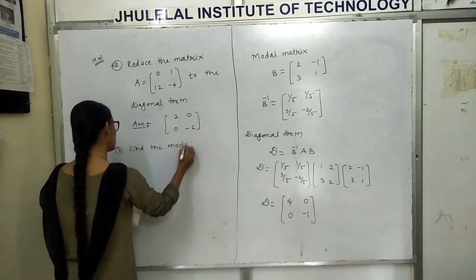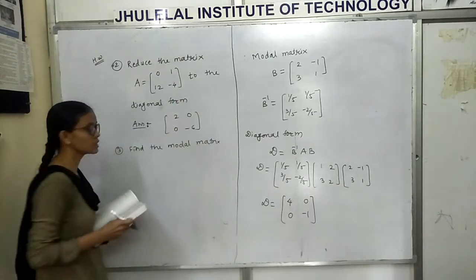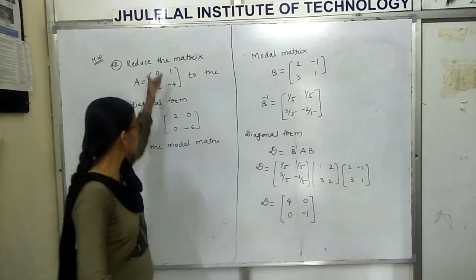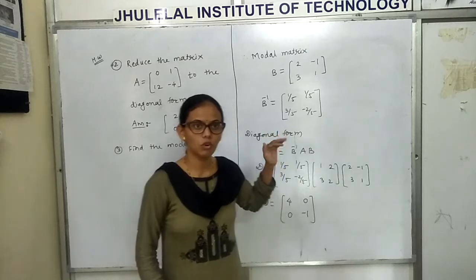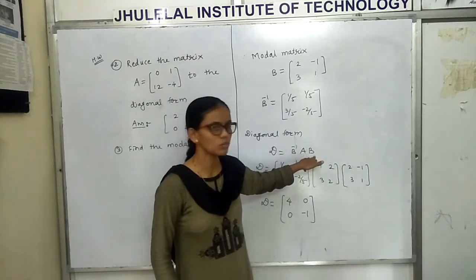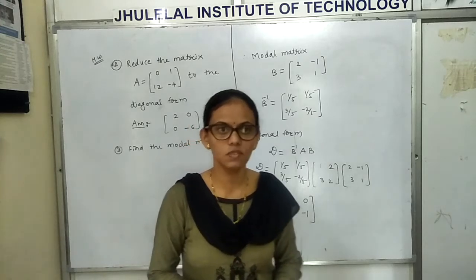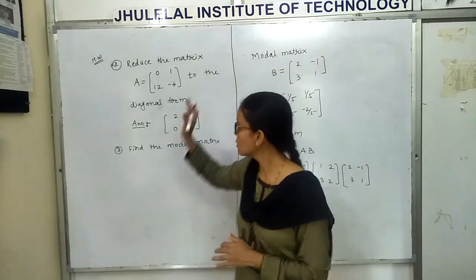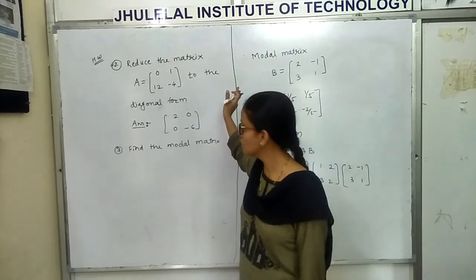Second one is find the model matrix. The question is asked this way: reduce the matrix to diagonal form. So to reduce the matrix to diagonal form means obviously we require B inverse A and B, and for this we must require first of all B. To calculate B we require eigenvectors. Eigenvector depends on eigenvalues. So ultimately we have to solve this type of example the same as that of the first example. Okay?